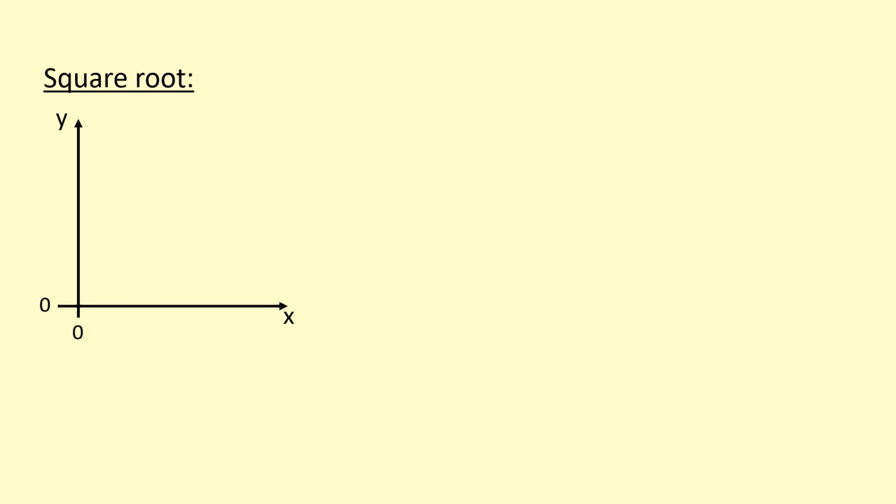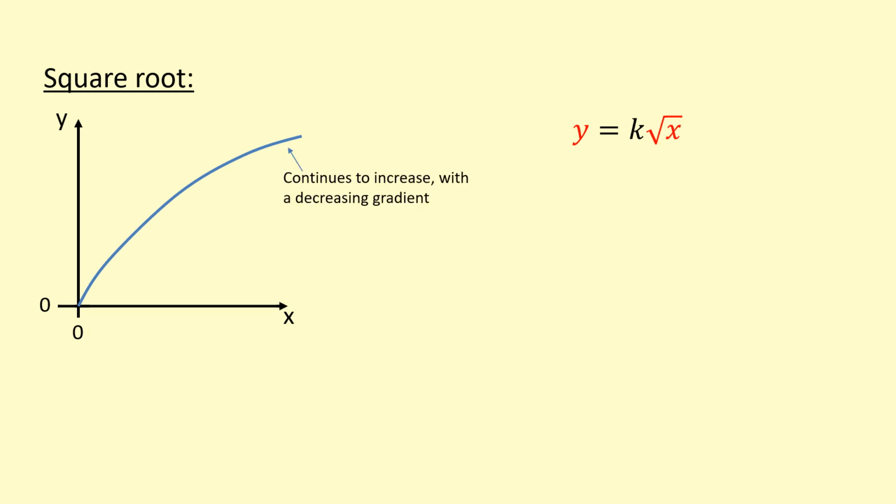Okay, next one is the square root function, where we can write that as y equals k times x to the power of half, or even better, you can just write it under a square root like this. And the graph will look a bit like this, okay, with the gradient decreasing but not reaching 0. So it doesn't flatten out, it's just a constantly decreasing gradient.